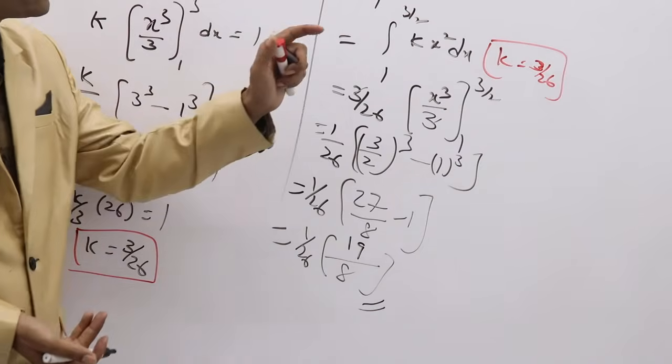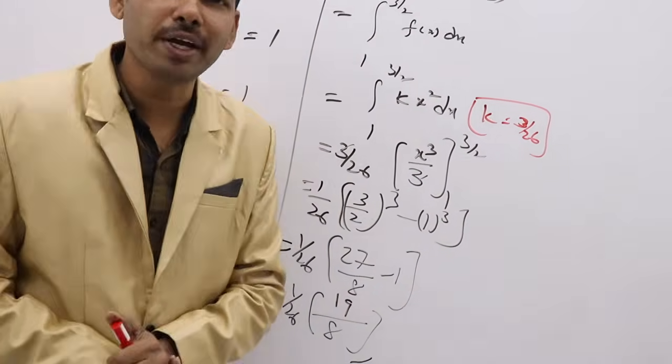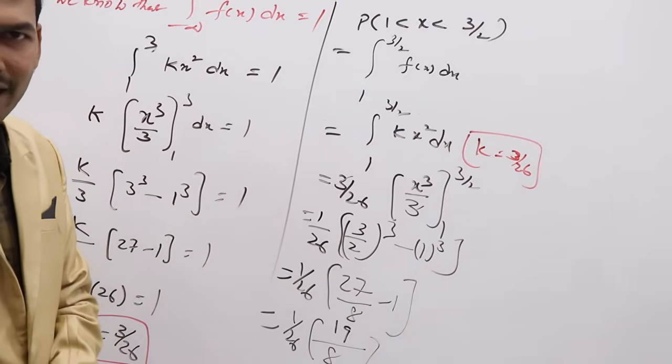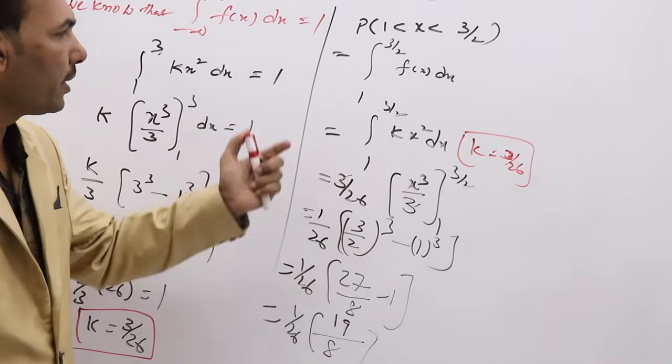For probability between 1 to 3 by 2, you can keep the fraction like that, or if you want you can calculate using your calculator also. Okay, any doubts you may express.